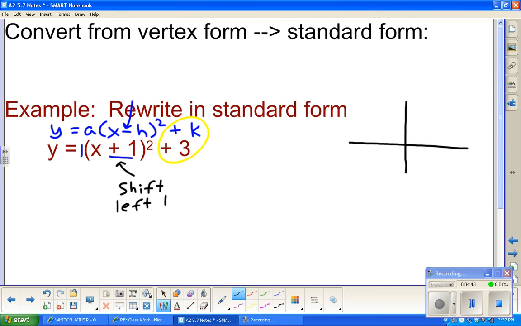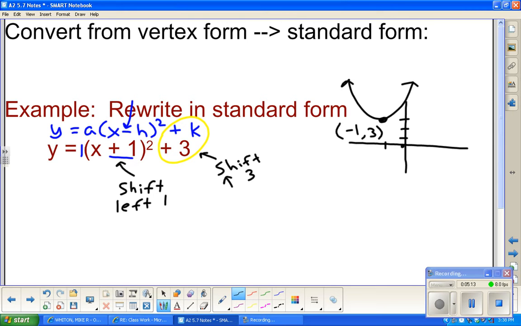Okay, because our h again is negative 1. The k on the outside tells us we are shifting up 3. So this vertex is actually left from the origin again, left 1, up 3. The vertex of this graph would be here at negative 1, 3. And then the graph just opens up because the a is positive. But again, more on that later.